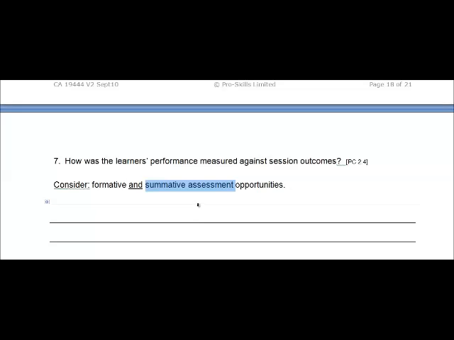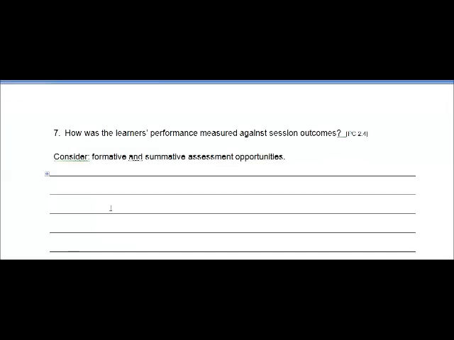Okay, so you just need to make a few notes here. How was the learner's performance measured against the learning outcomes? How did you make sure that it just wasn't a whole waste of time, but they did actually learn something from that session?